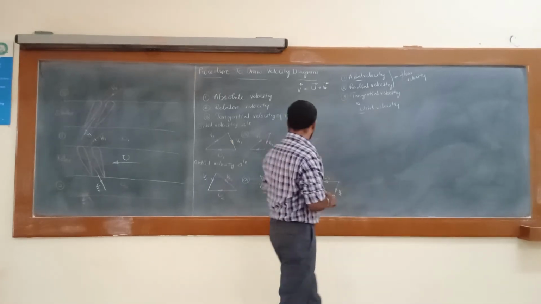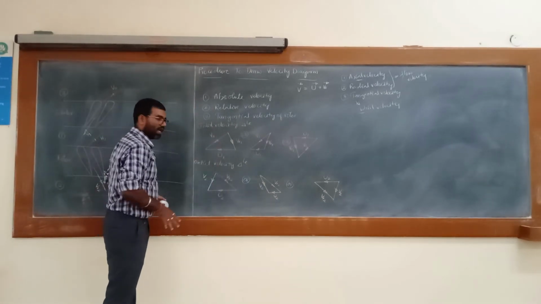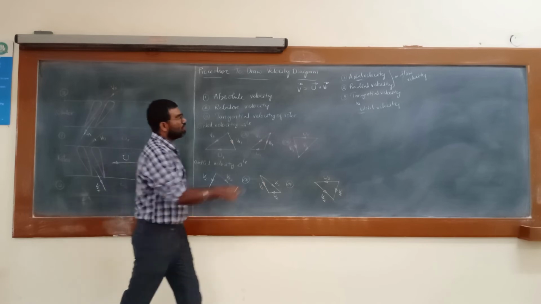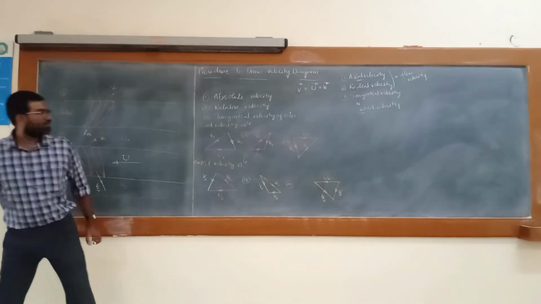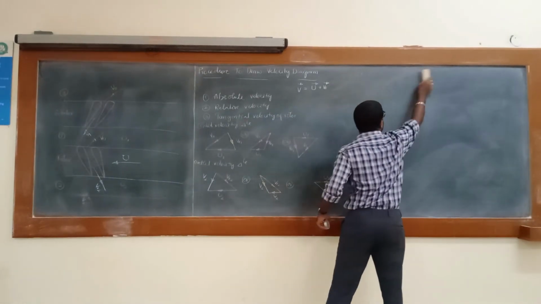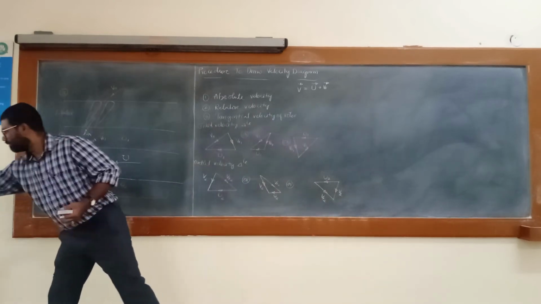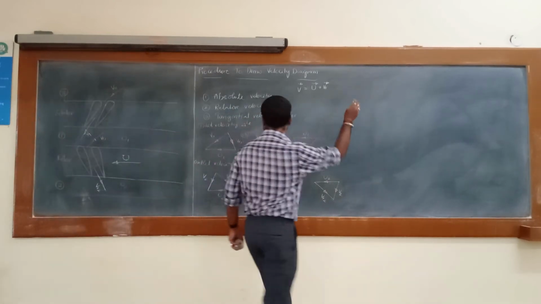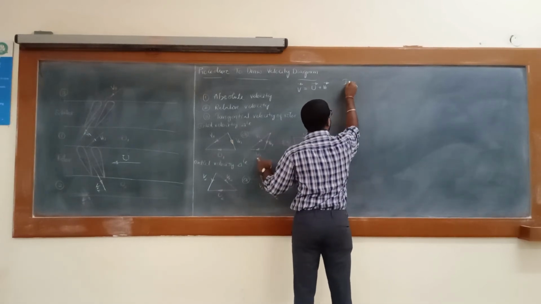Understood? Now we will modify this velocity triangle in order to show the flow velocity component and wave velocity component. First, I will consider the inlet velocity triangle.